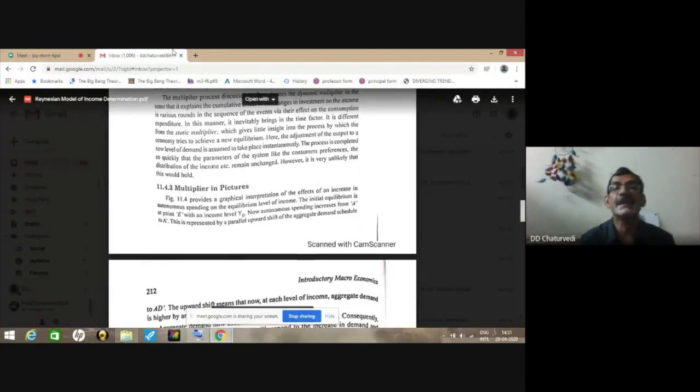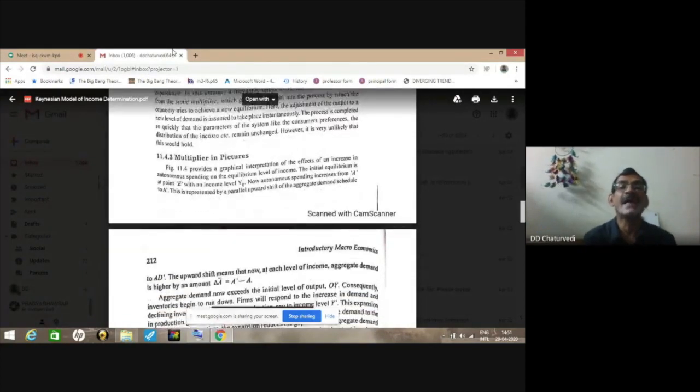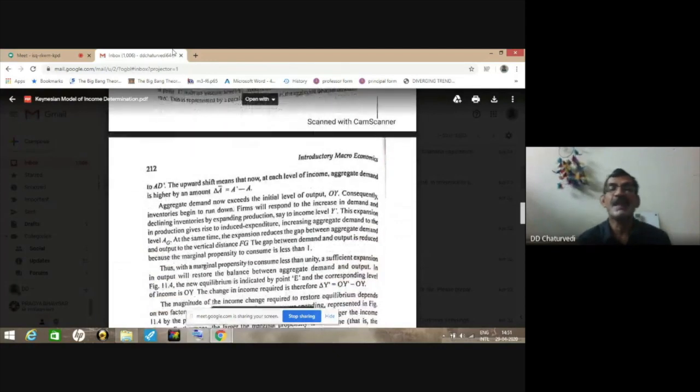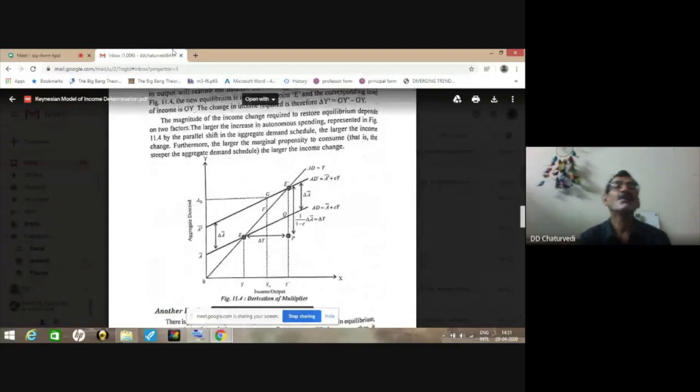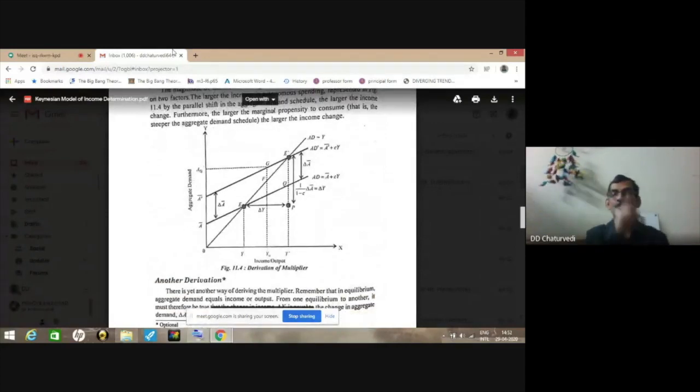We can study the same through a diagram, for which we have to look at figure number 11.4, which has now come before you. In the derivation of the multiplier in figure 11.4, we see that the original equilibrium point of the economy is E, where the original aggregate demand, A bar plus Cy, intersects the 45-degree line, or you can say aggregate output.